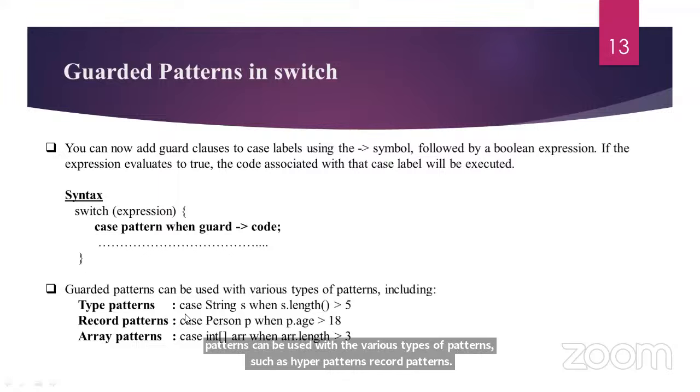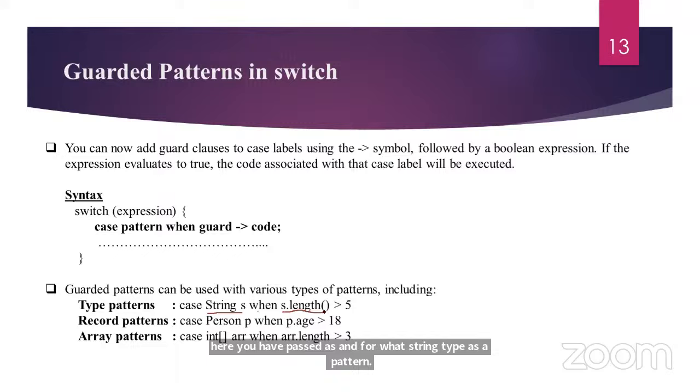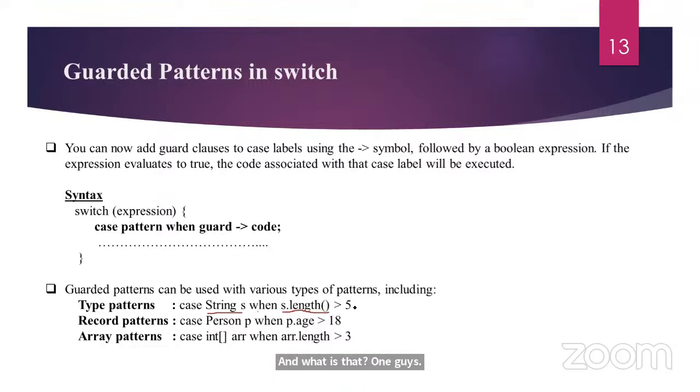If you see here, case String type. Here we have passed String type as a pattern, and when is a keyword. And what is that one, guys? If the length is 5, then only the block of statements of the case will get executed. Understand? So in order to execute this case block, your value should be of type String, and the length of the string should be greater than 5. Then only the case will get executed. Understand?